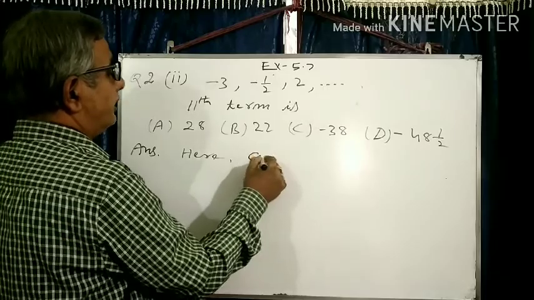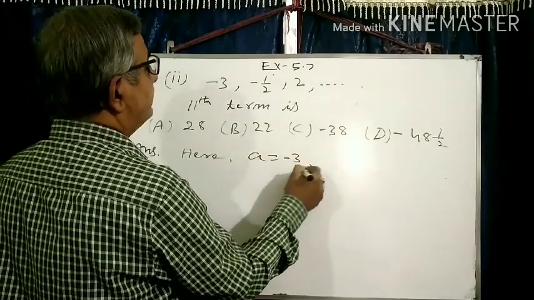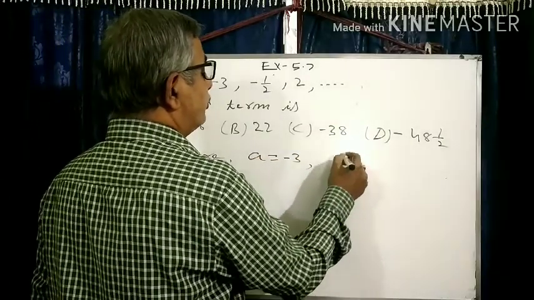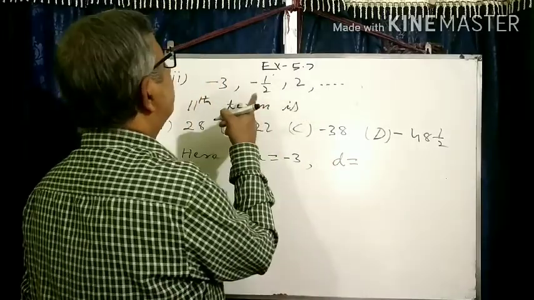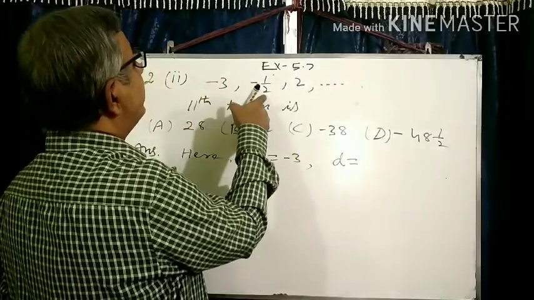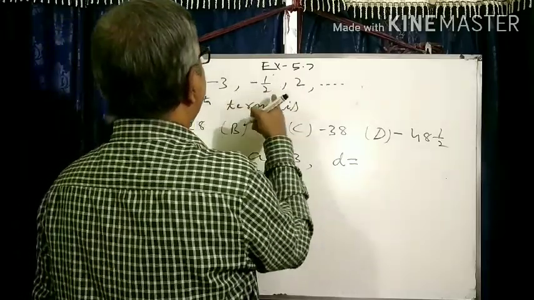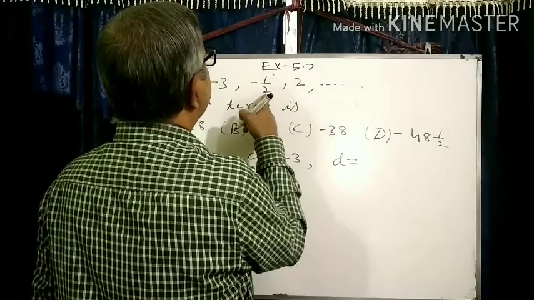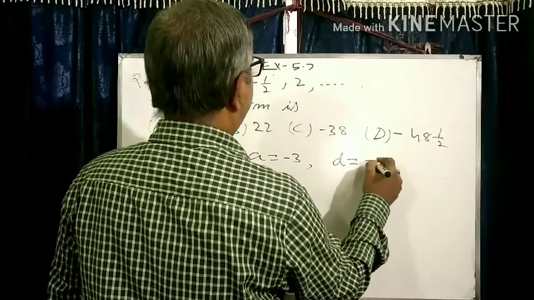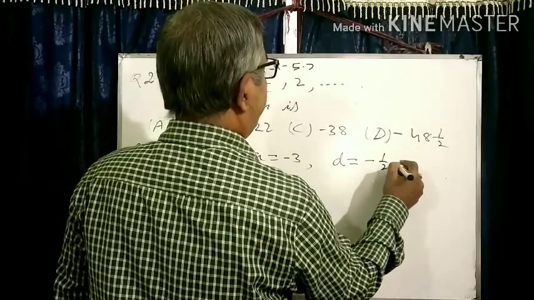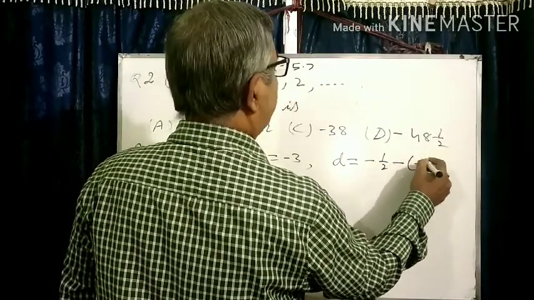Here A is equal to minus 3. D is equal to, you have to find out. How can you find out D? Second term minus first term, or third term minus second term. Here we are doing second term minus first term. Second term is 1 by 2 minus first term is minus 3.